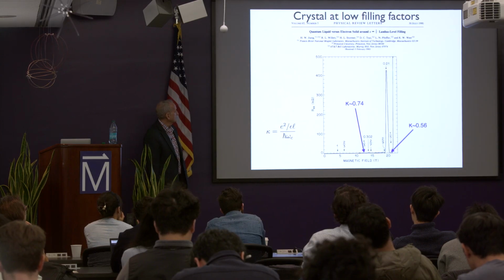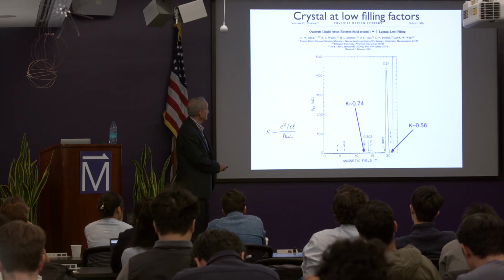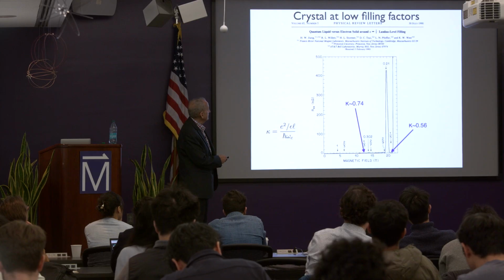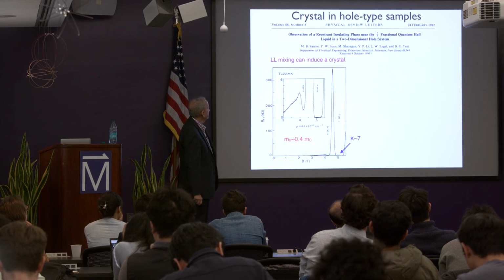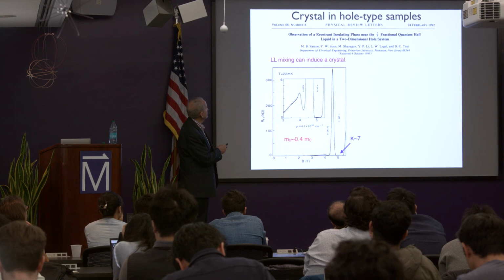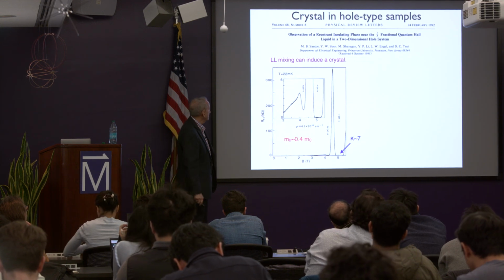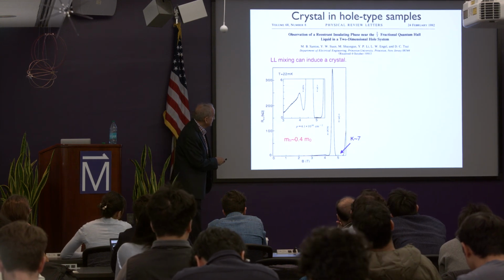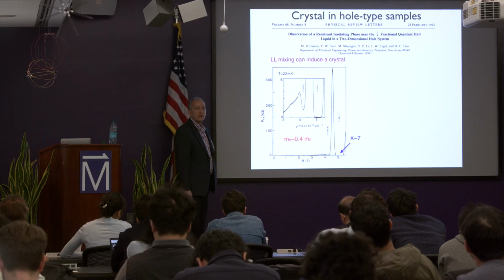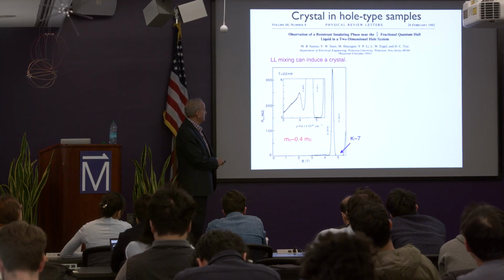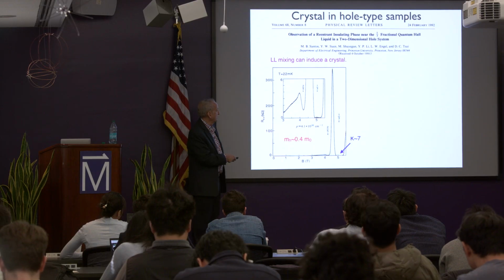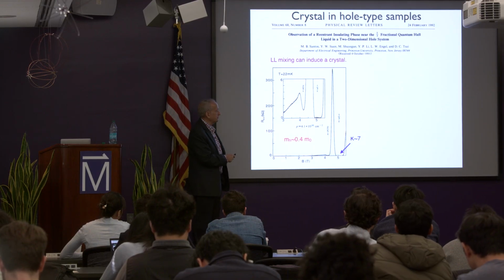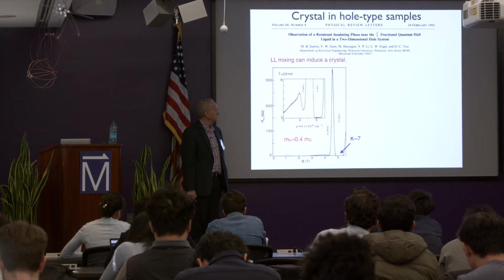Okay, so another interesting thing is the following. This behavior is seen near filling factor 1/5. But if you go to hole type systems in gallium arsenide, you see this at 1/3 and 2/5. So it just looks like this is not there in electron type systems, except that the parameter kappa is big here. It's like 7.